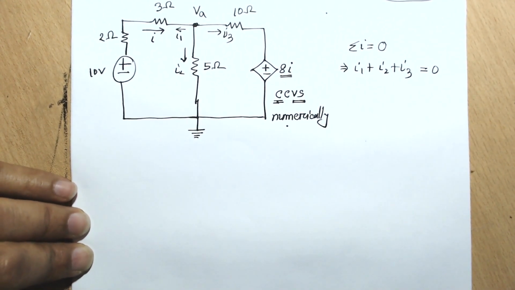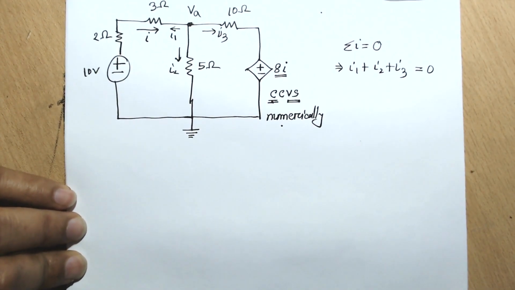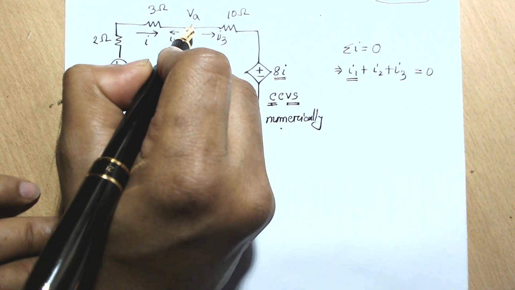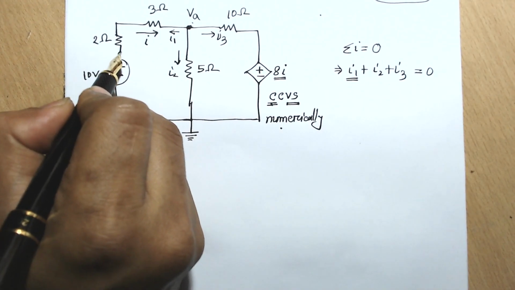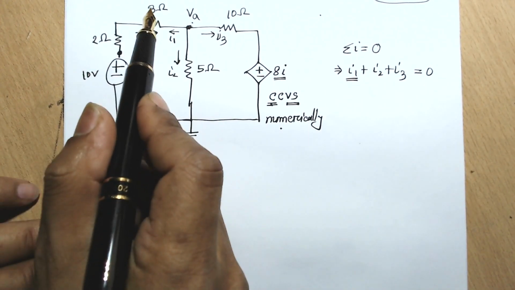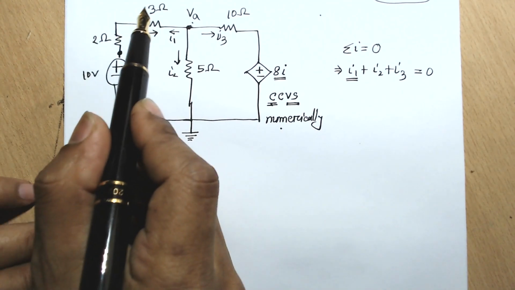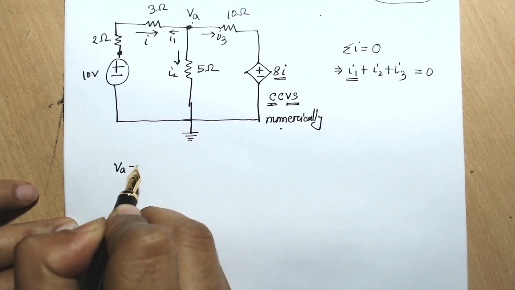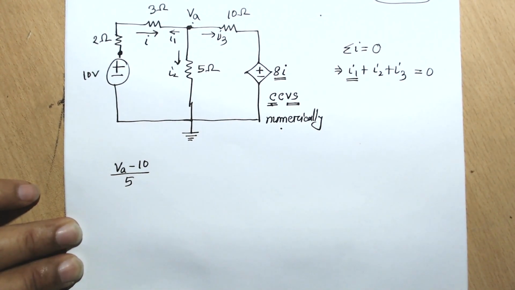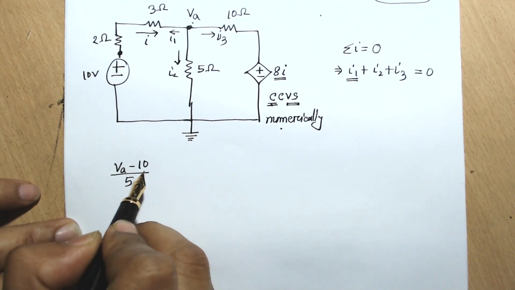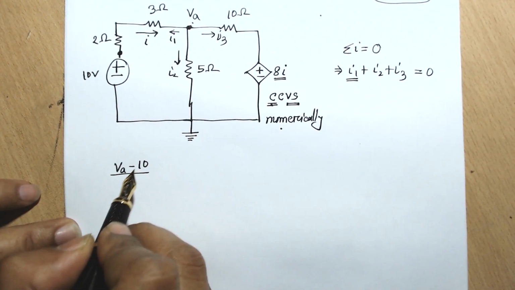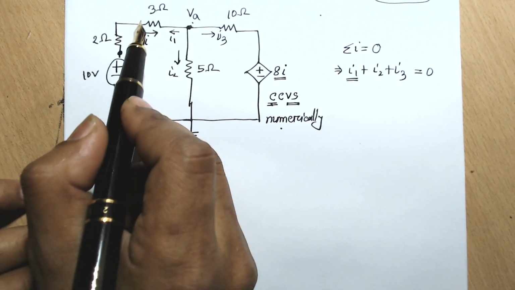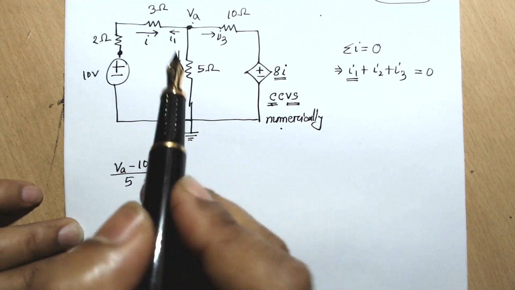So now let's put the value of I1, I2 and I3. If I put the value of I1, the starting of I1 is from VA and the ending of I1 is at 10 volt, and there are two resistances in series in between them, which is 2 and 3, which makes it 5 ohm. So we can write I1 as VA minus 10 divided by 5. The starting terminal voltage is VA, the ending terminal voltage is 10 volt, and the resistance in between these two points is not 3 or 2. It's actually the summation of 3 plus 2. I guess you already know that.